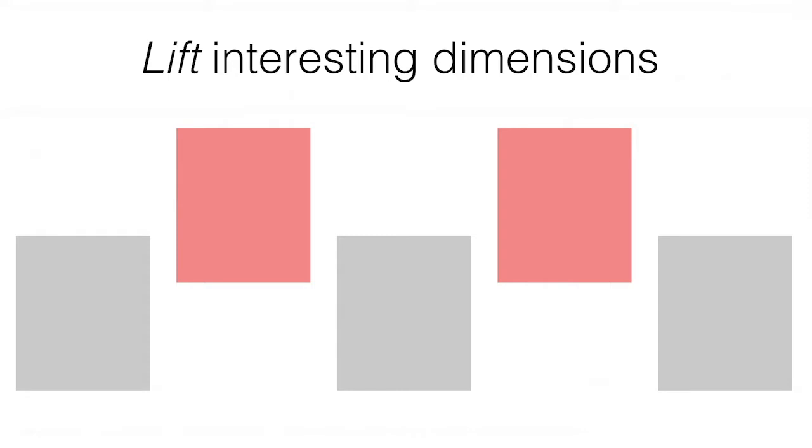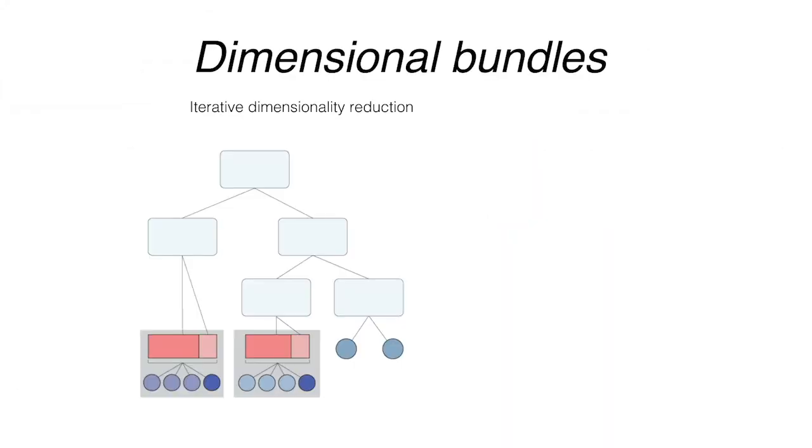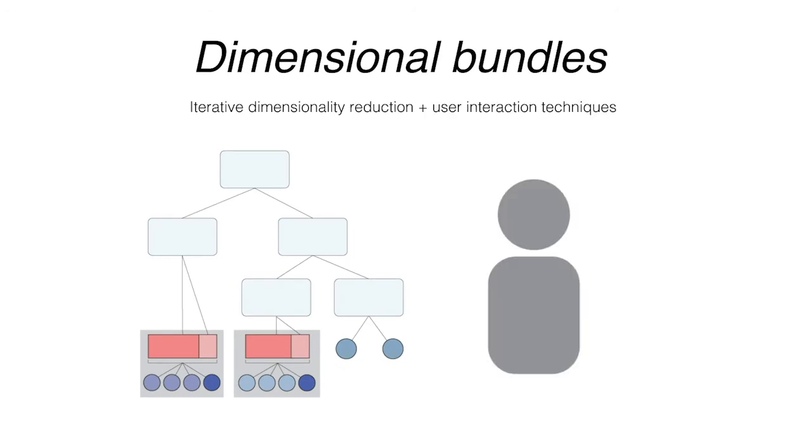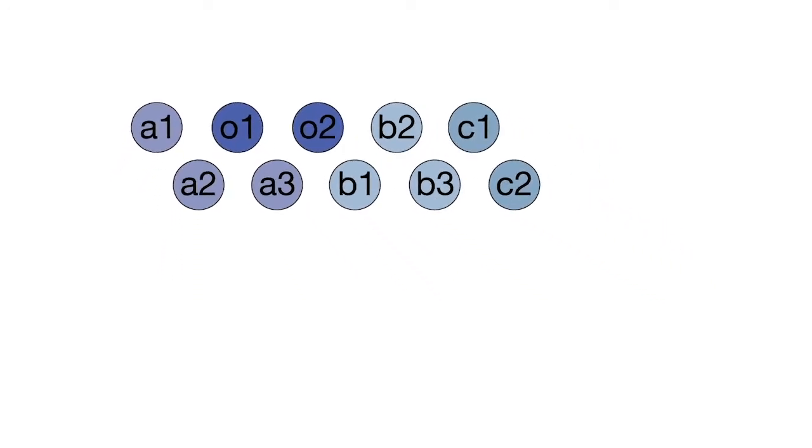Here, we define dimensional bundles as groups of dimensions that contribute similarly to the overall variance of a dataset. We form dimensional bundles through a combination of iterative dimensionality reduction and user interaction techniques. We demonstrate our pipeline with a synthetic 10-dimensional dataset. Bundles are initially created algorithmically using factor analysis of mixed data, or FAMD.